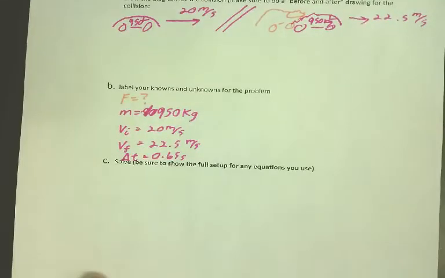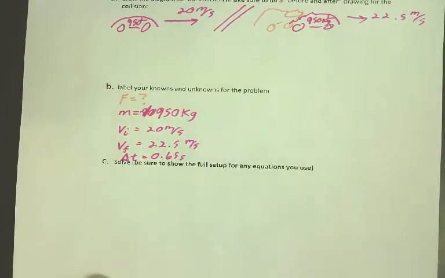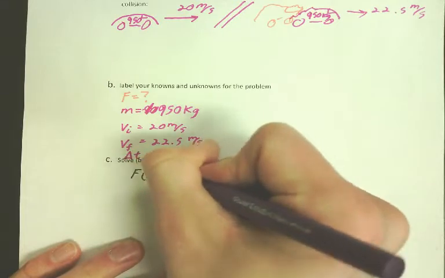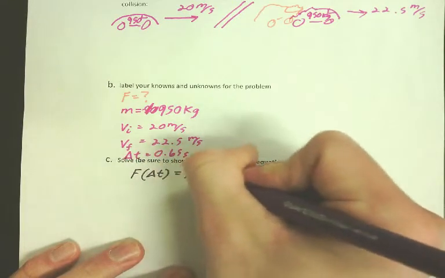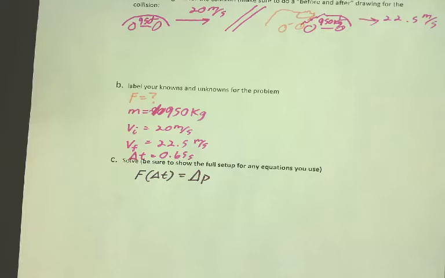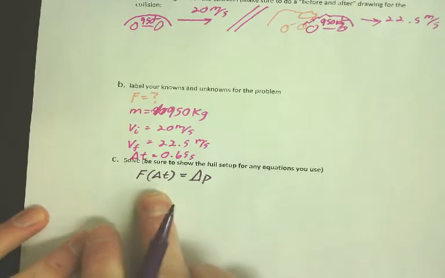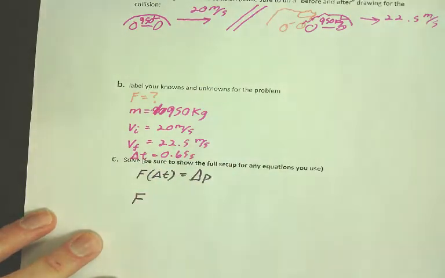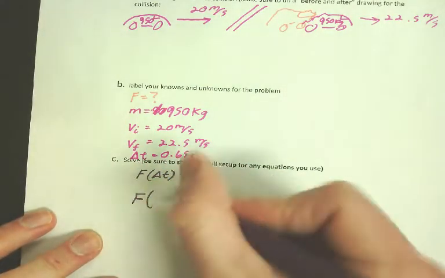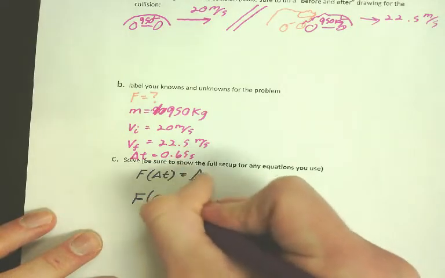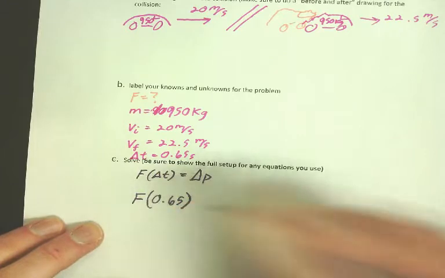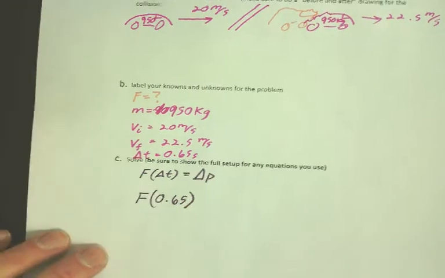So the equation I'm going to use is this one. F delta t equals delta p. Now, you might have a little bit of trouble with the setup the first time you see it. So stick with me here. F is what I'm solving for, so I just write F here. Delta t is given in the problem. It's 0.65. You don't have to do a change. I'm going to give you what the change is. So all you have to do is put in the value for delta t, assuming you know it.